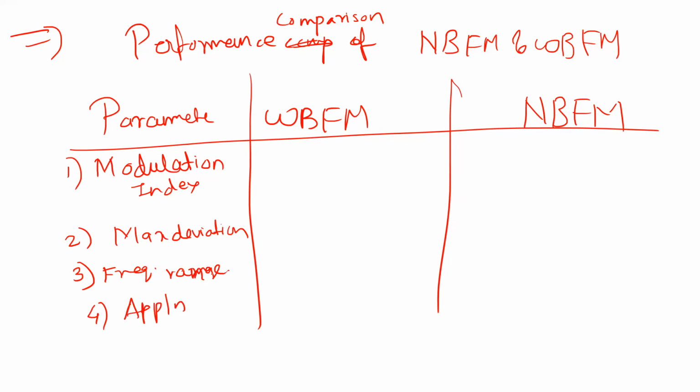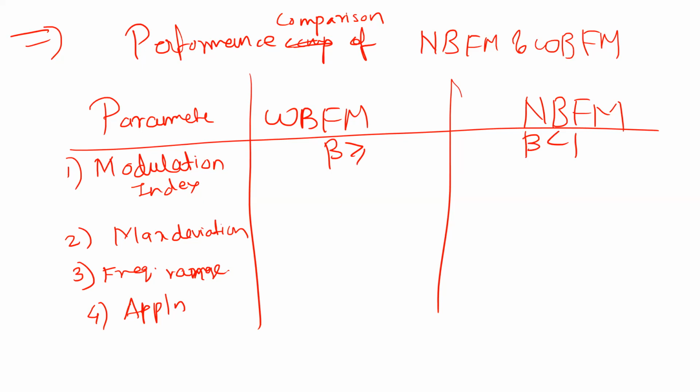This is range. So please write down till here. Then we'll do the comparison, 4 points, and we'll be done. Okay. So what is the modulation index? Wide bandpass FM. I taught you beta is greater than or equal to 1. Beta is smaller than 1.